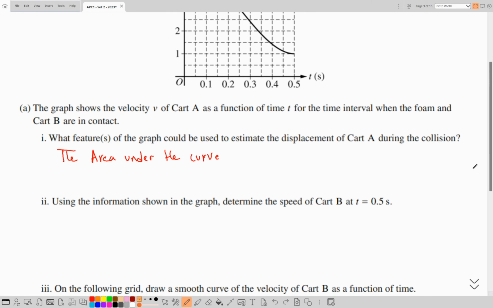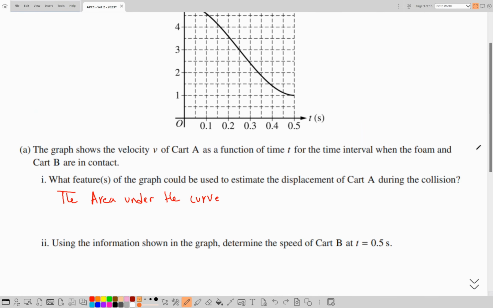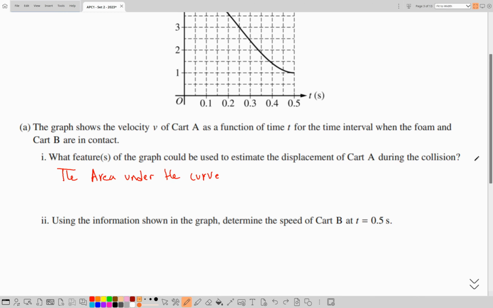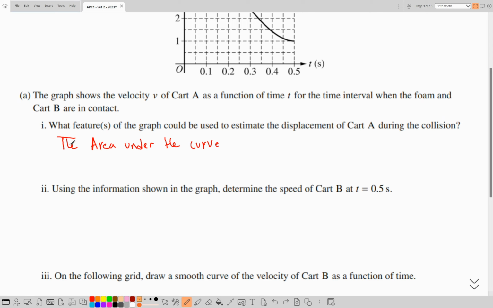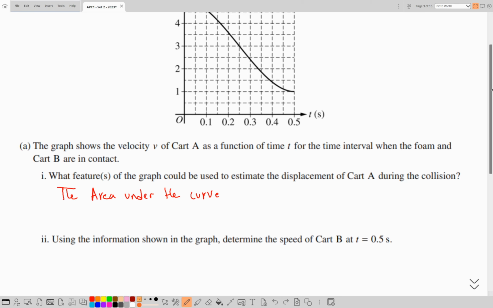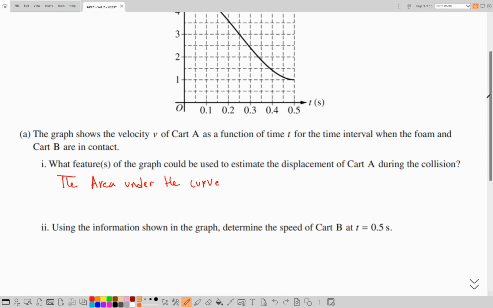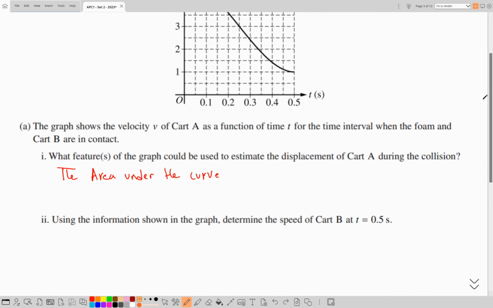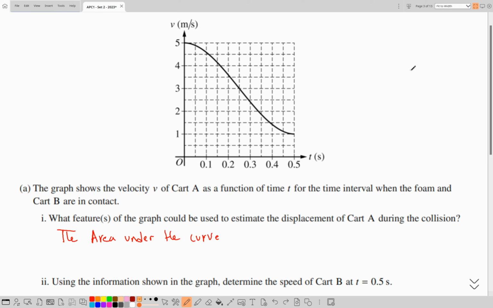Now, in idea number 2, they're telling us, using the information shown in the graph, determine the speed of cart B at t equals 0.5 seconds. Usually, whenever the exercise is split into idea 1, idea 2, idea 3, this means that they are correlated to each other, but this is not always the case. So you should be smart enough to know what you should do. They're telling us to determine the speed of cart B at 0.5 seconds. Remember that this graph represents the variation of the velocity for cart A and not cart B.